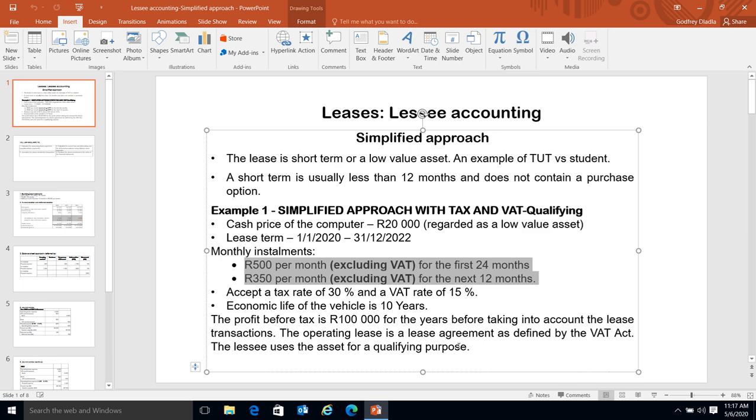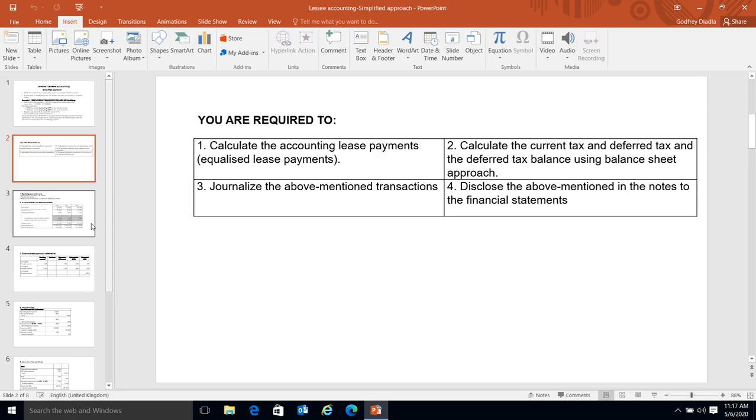Okay, so what we have to do first when we are dealing with this is to do something called an equalization of lease. We must have one lease amount per month, a standard one. That's what they're saying when we say equalization of lease amount. Okay, but I will then get to that. Now, here's what you are required to do. You are required to calculate the accounting lease payments, equalized lease amount. That's what basically I was talking about just now. Now, let's get to that. I will come back to number 2, 3, and 4.